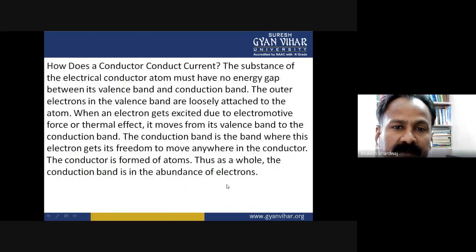How does a conductor conduct current? The atoms of the electrical conductor must have no energy gap between the valence band and the conduction band. The outer electrons in the valence band are loosely attached to the atom. When an electron gets excited due to electromotive force or thermal effect, it moves from its valence band to the conduction band. The conduction band is the band where this electron gets its freedom to move anywhere in the conductor. The conductor is formed of atoms, so as a whole the conduction band is in abundance of electrons.